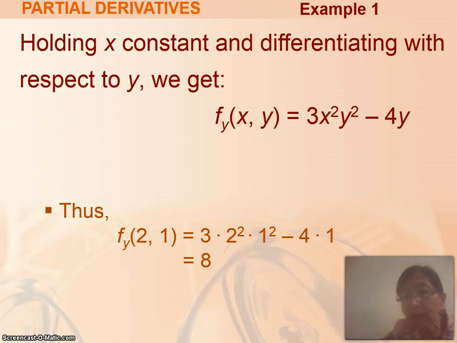Now we will substitute the given point (2, 1) for the variables x and y. So we have 3 times 2 squared times 1 squared minus 4 times 1. Calculating, we obtain 8.